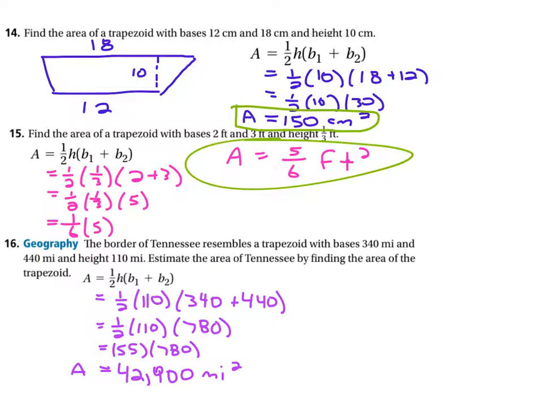That is going to be an estimate of the area of Tennessee. It's an estimate because it's not a perfect trapezoid. They're just kind of saying it resembles that shape. Yeah, hope I did that right because I didn't look at my answers. Let's check the answers right now. Let's just check them against what's up on the lesson page. 150 centimeters squared for 14, 5/6 square feet for number 15, and 42,900 square miles for number 16. We did good.